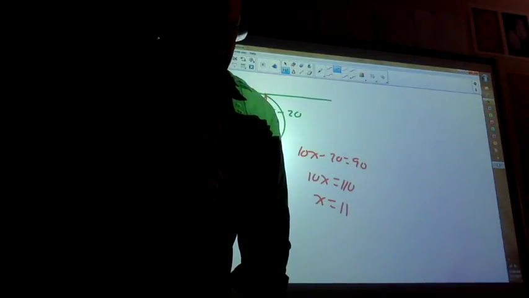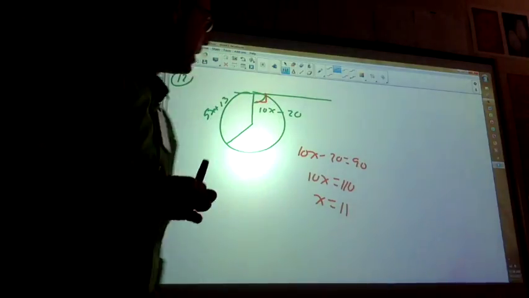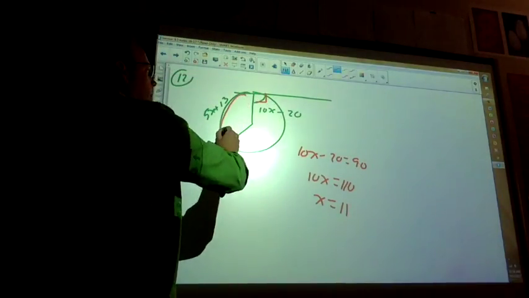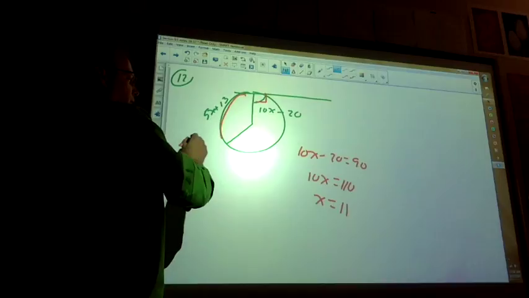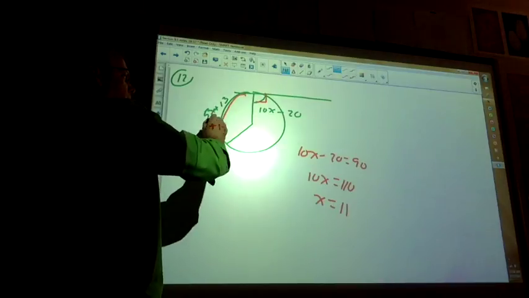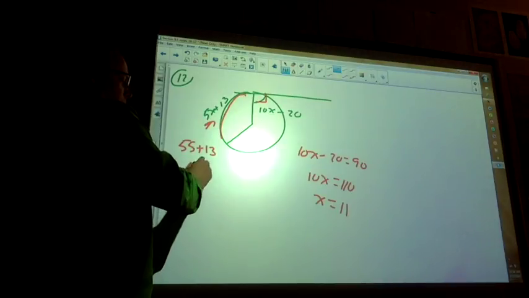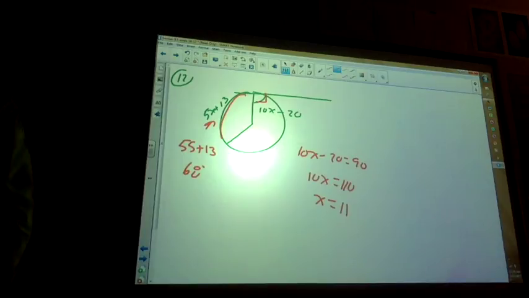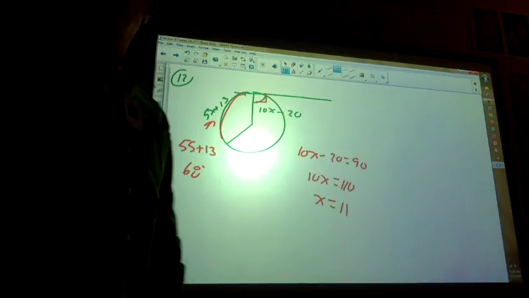I forgot what this asked for. Find x. We found x. And then find segment AB. So then we're looking for this right here. So I'm going to take that 11, plug it in. So I get 55 plus 13. So that's what, 68? Any other questions from 9.4?